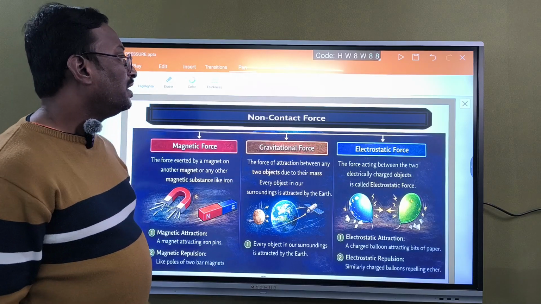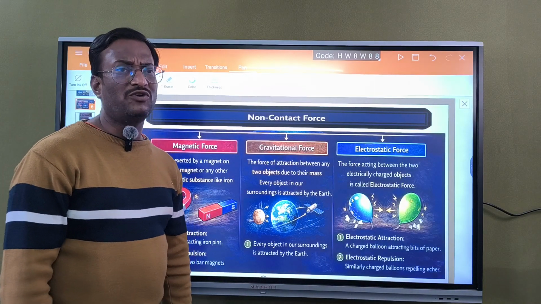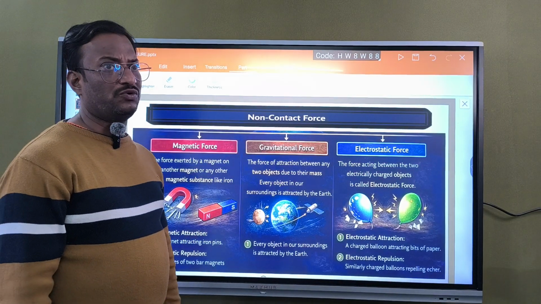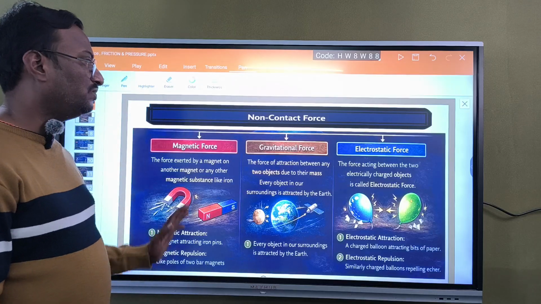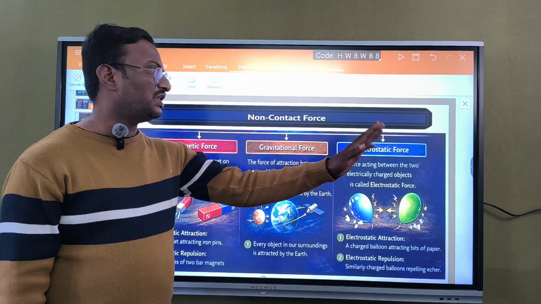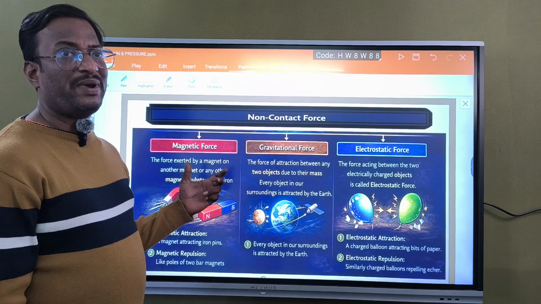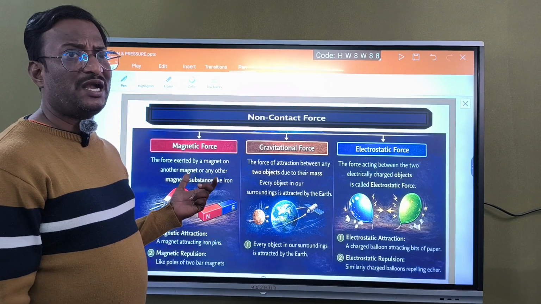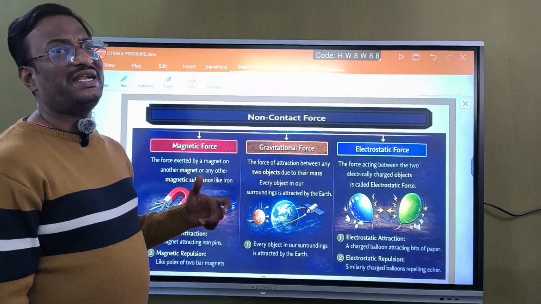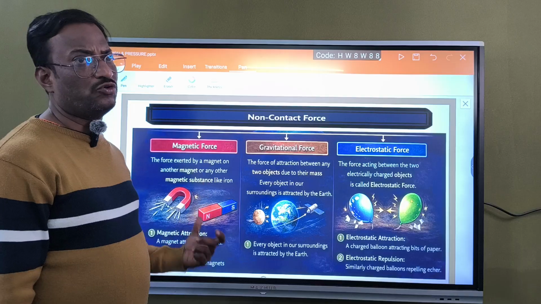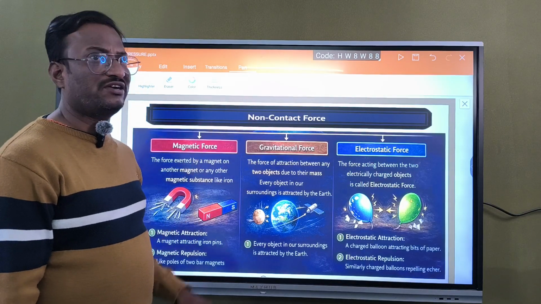Next thing, non-contact force. Till now we have studied the contact force. Now we go for non-contact force. Non-contact force can be classified into magnetic force, gravitational force and electric force. What is this magnetic force? The force exerted by two magnets, or the force exerted by a magnet and a magnetic material, is called magnetic force. This is one kind of non-contact force.